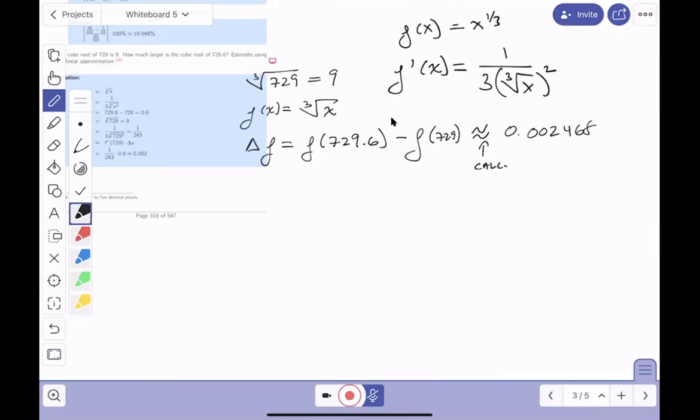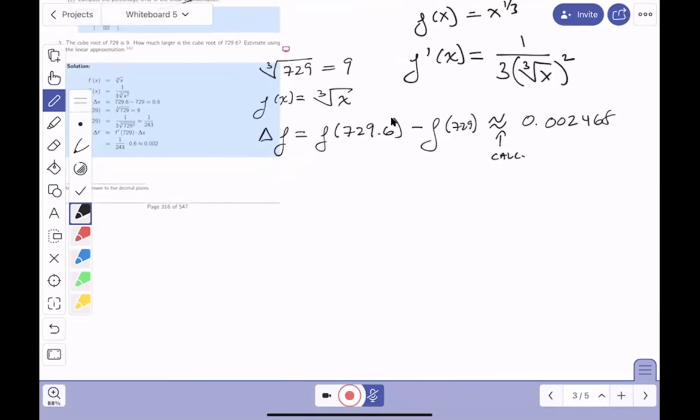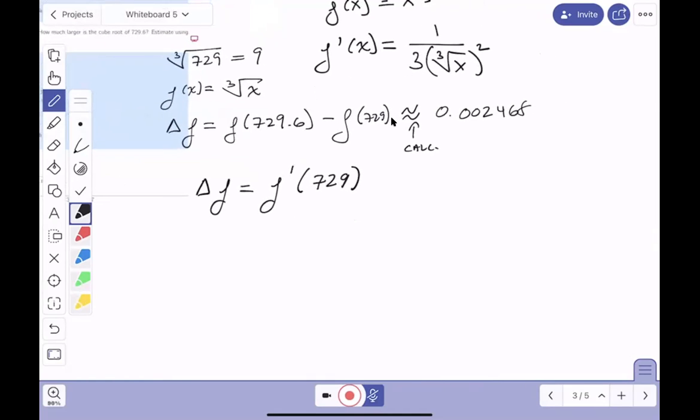So I'm going to keep moving forward, and I'm going to try to get that approximation. And what's the delta f going to be? Well, let's write this down. It's going to be f prime at 729 times delta x. The delta x is the difference between 729.6 and 729, which is 0.6. So you get 1 over 3 times the cube root of 729, which is 9 squared. Just plug it into the derivative.